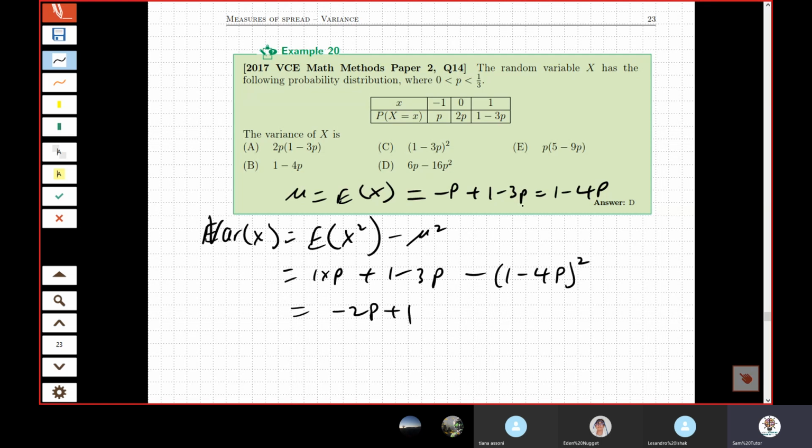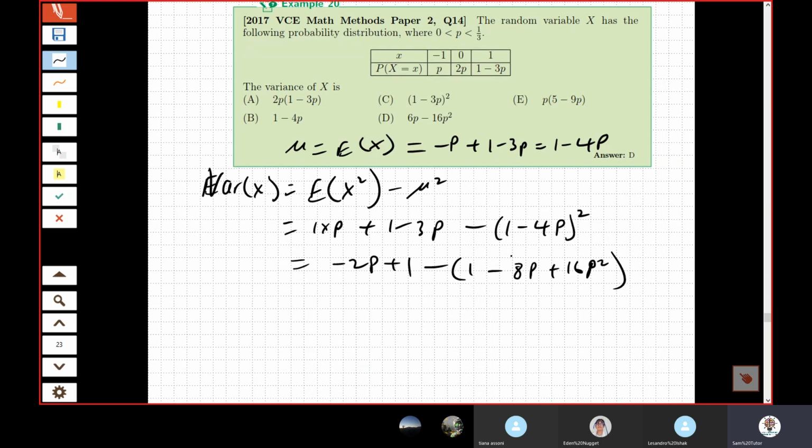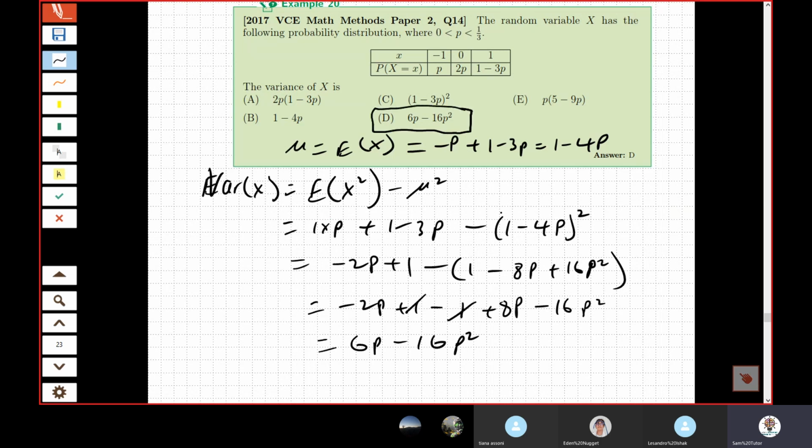Can I see any answers? Probably not. Let's just expand. 1 minus 8p plus 16p squared. Expand again. Minus 2 plus 8 is positive 6. Okay, any answers yet? Oh, right there. D.